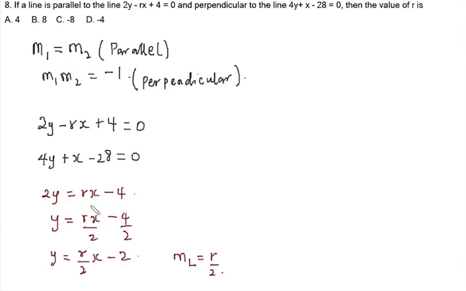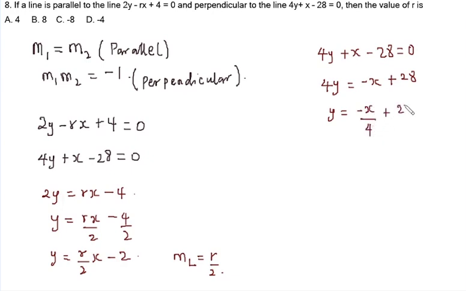And then for the second equation, we need to change this to the slope-intercept form too. So this is 4y plus x minus 28 is equal to 0. Making y the subject of the formula, we have 4y is equal to minus x plus 28. So y is equal to minus x over 4 plus 28 over 4. So the slope of our perpendicular line to our line, let's call it m_P, because it's perpendicular to our line, is equal to -1 over 4.